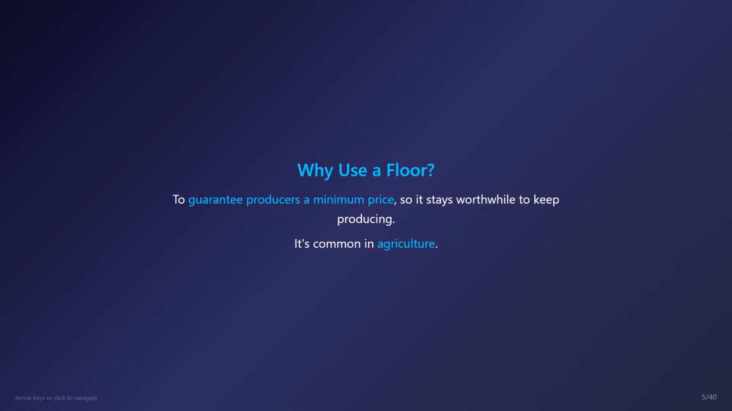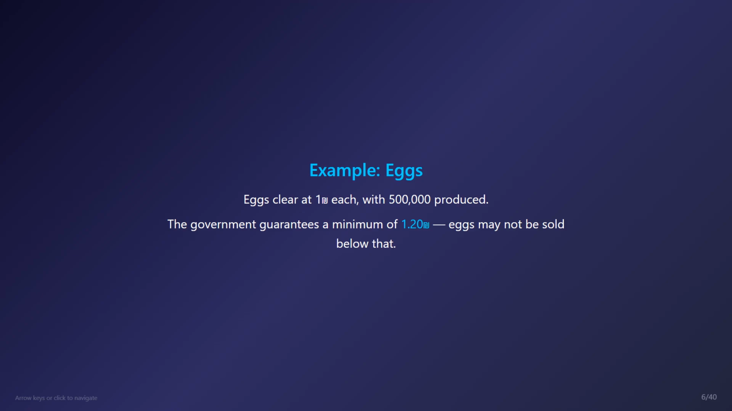Why would a government want a minimum price? To guarantee producers a minimum price, so it stays worthwhile for them to keep producing. This is especially common in agriculture, where prices swing wildly. Let's use eggs as our example. Suppose eggs clear the market at 1 shekel each, with 500,000 eggs produced. The government decides that's too low for farmers and guarantees a minimum of 1 shekel 20. Eggs may not be sold below that.